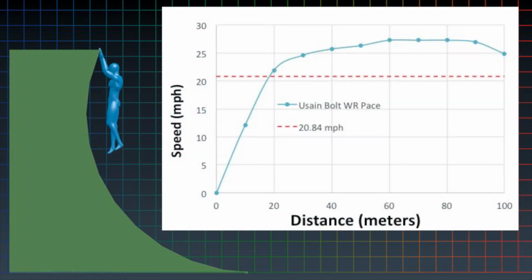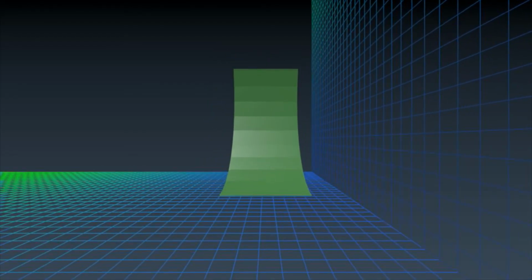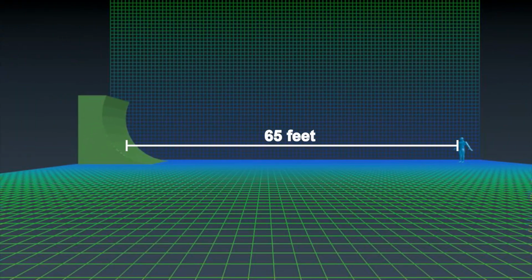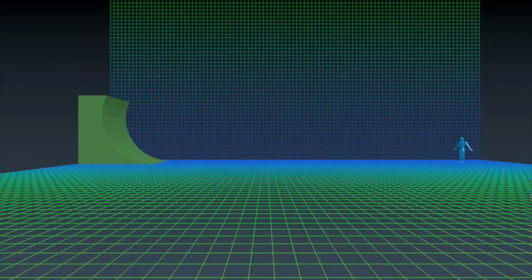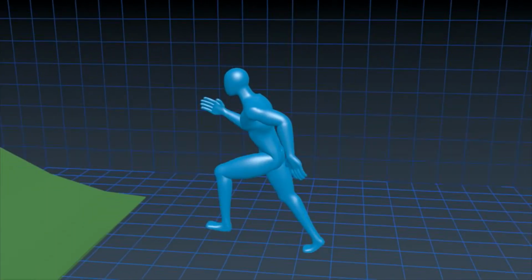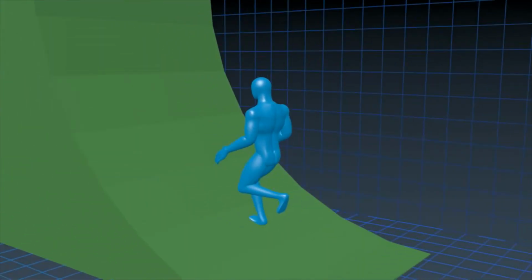Except, if we look at Usain Bolt's world record pace in the 100-meter dash, we see that he doesn't hit that speed until about 20 meters out. That's over 65 feet, which is much further than the run-up for the warped wall. Does that mean that all ninjas are superhumans? Well, yes, but not more so than Mr. Bolt. So really, the secret to the warped wall is all about acceleration and continuing to accelerate with each step up the wall.